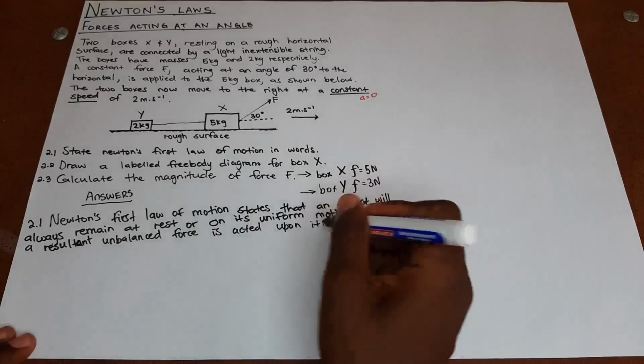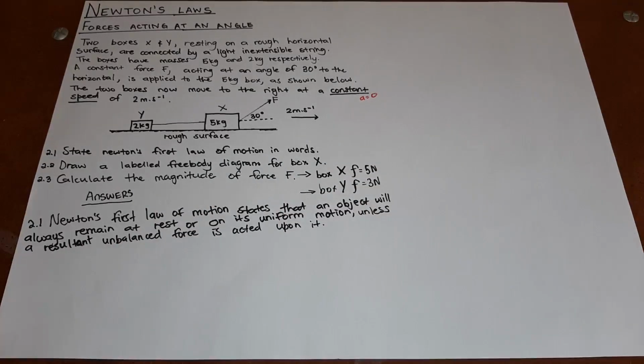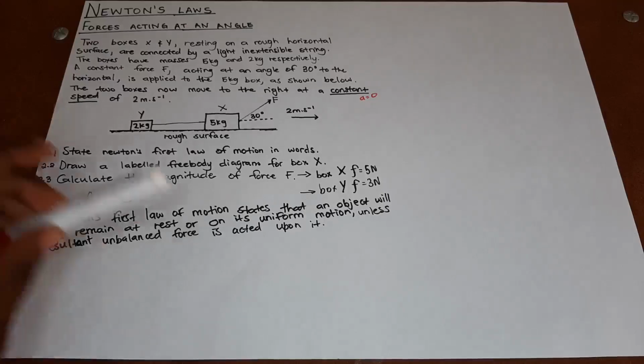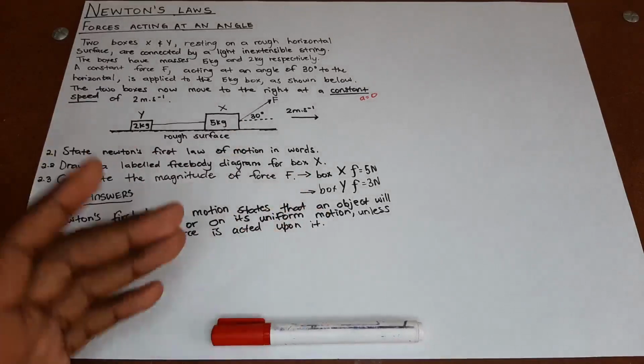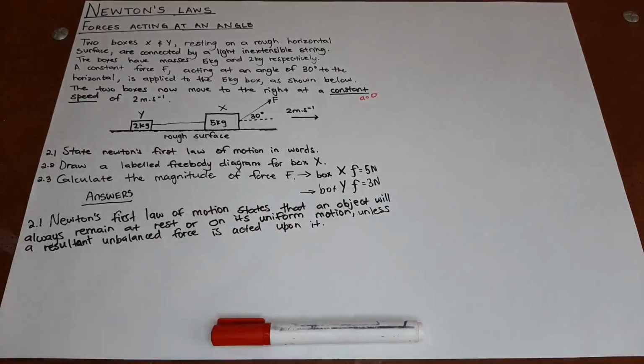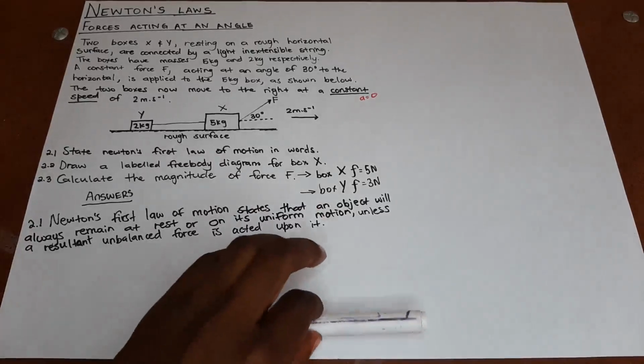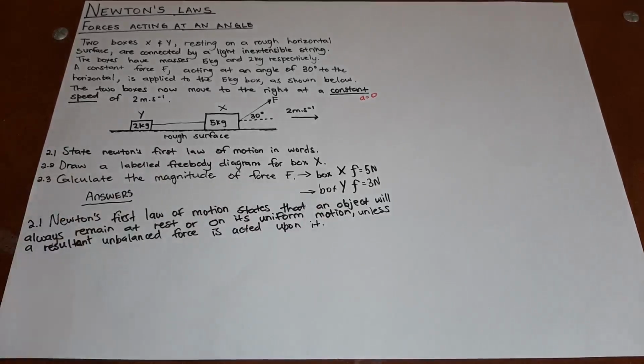So Newton's first law of motion states that an object will always remain at rest or in its uniform motion unless a resultant unbalanced force is acted upon it. Meaning that an object will always remain at rest unless you apply a certain unbalanced force on it, then it will move, or it will always stay in its constant motion, unless the unbalanced net force is acted upon it.